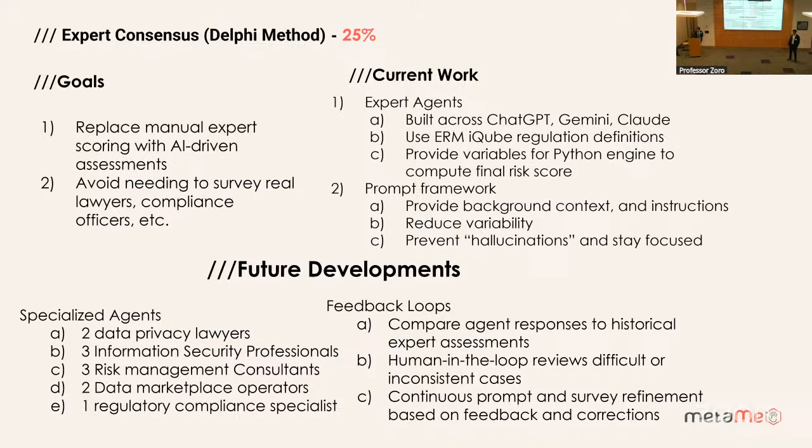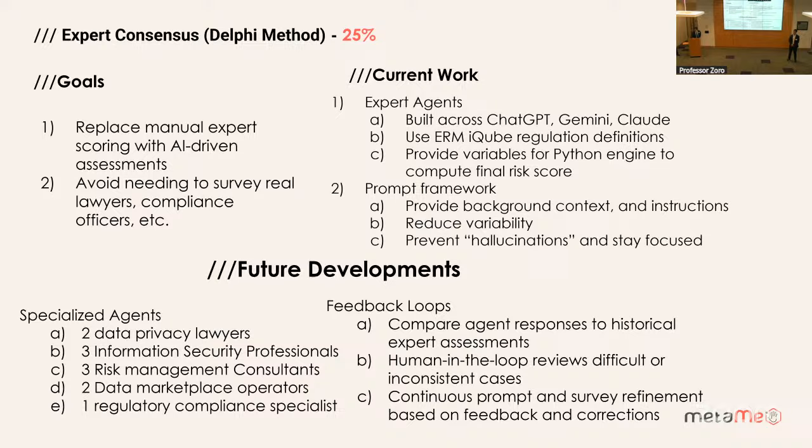Human oversight can help us determine which agents are performing well in their categories and which ones will require additional tuning. And ideally, we would like to produce 2 data privacy lawyers, 3 information security professionals, 3 risk management consultants, 2 data marketplace operators, and 1 regulatory compliance specialist.